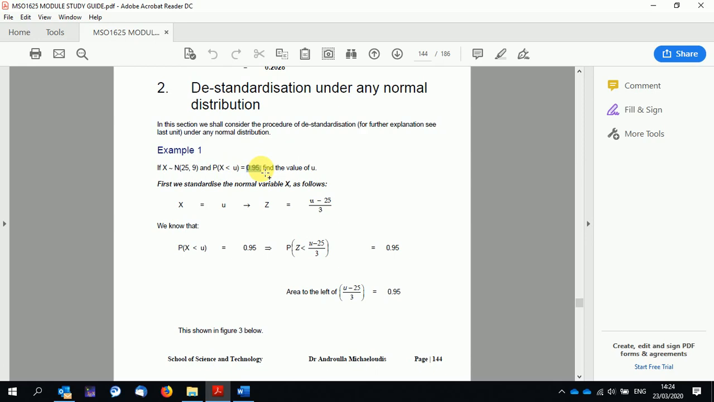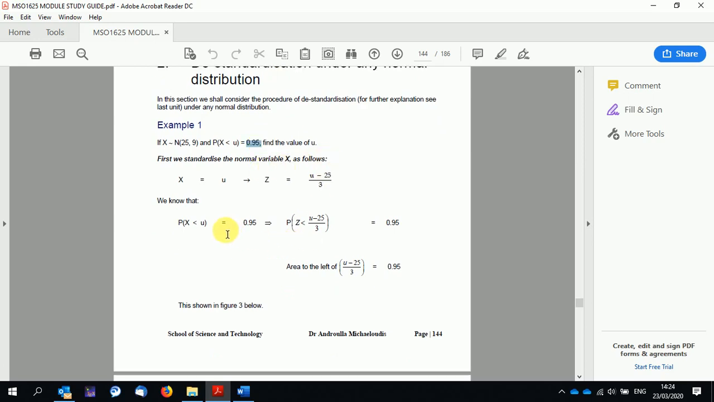You know, on the value 0 on the left hand side, the area will be 0.5. So because I have something more than 0.5, hence 0.95, I know for a fact that the value of u must be on the right side of 0. And I can think about how to get this now, and this is what we can do.